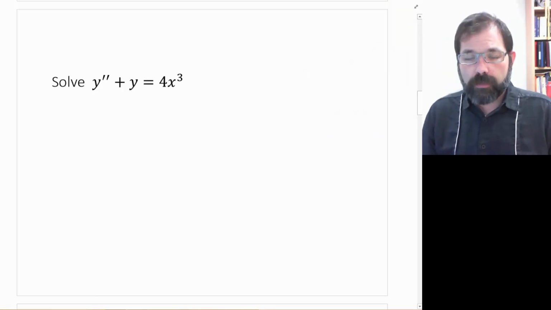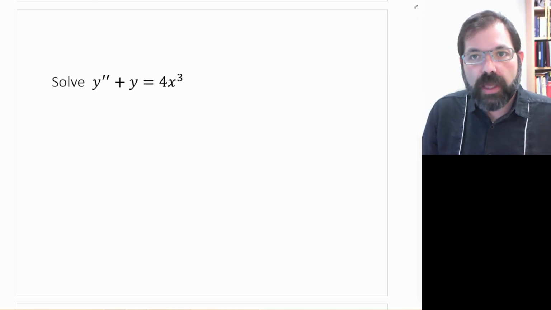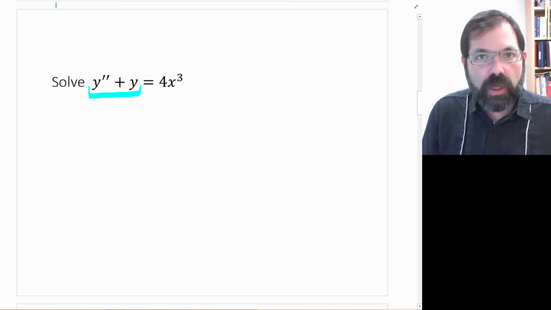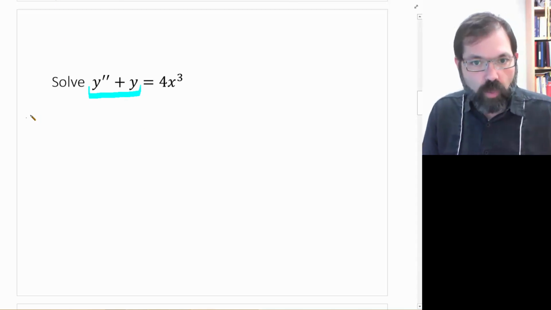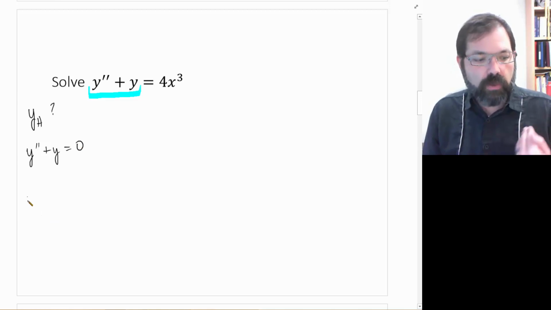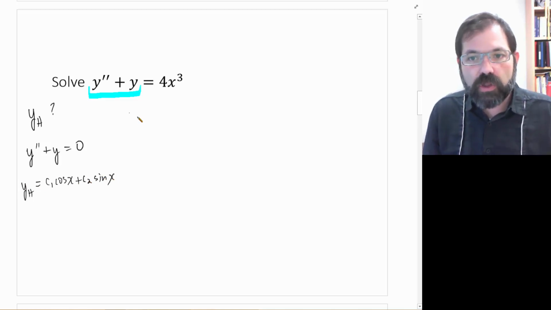Alright, so let's see another example. Here we're asked to solve y double prime plus y is 4x cubed. Notice that the homogeneous part, y double prime plus y equals 0, has the same solution as what we saw in the previous example. So again the y sub h is c1 cosine x plus c2 sine x. So let's focus on the y sub p.